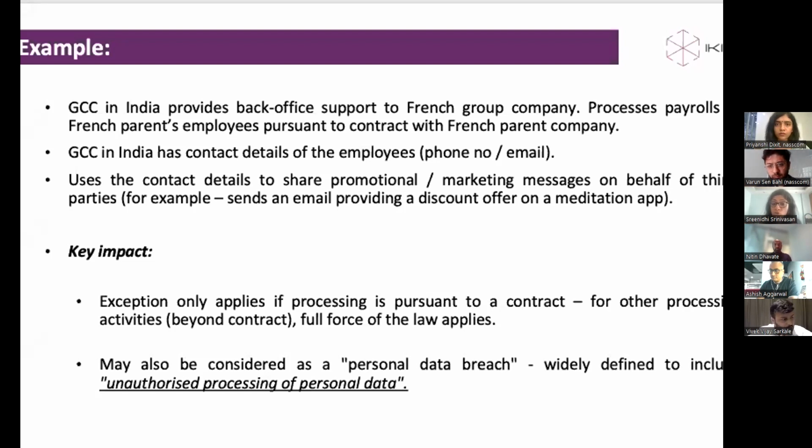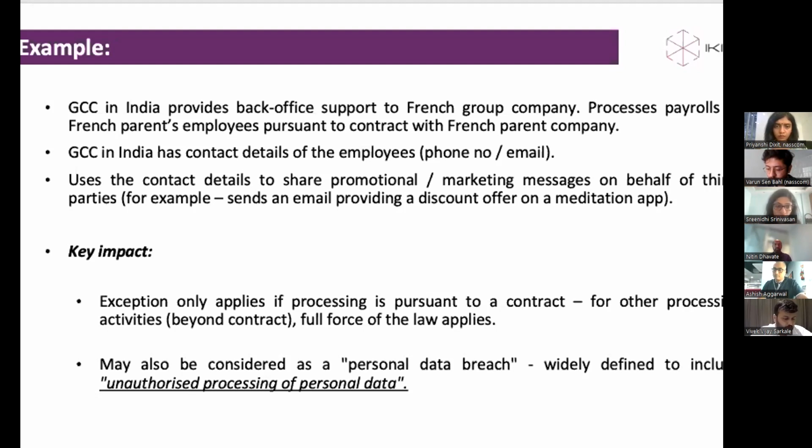That also means, one example is similarly taking that payroll, it's a simplistic example, but taking that ahead, if that contract only allows you to process payrolls of that French parent company's employees, but say you start using some of that data for your own promotional marketing material, something else entirely. In those situations, first of all, you're traversing beyond the scope of that contract, so the exception doesn't apply. You may also be tripping from a pure play processor to a fiduciary, so the law in effect entirely applies to you.